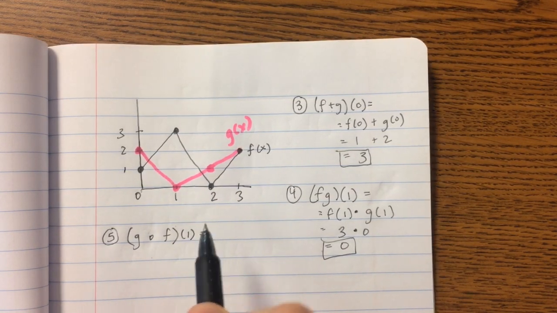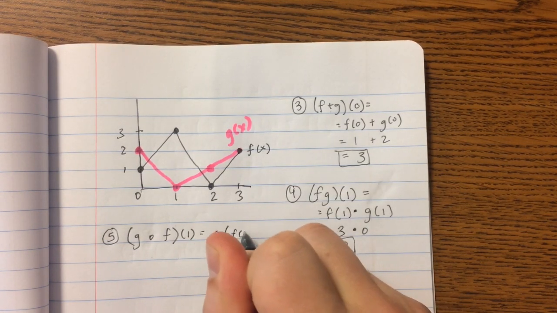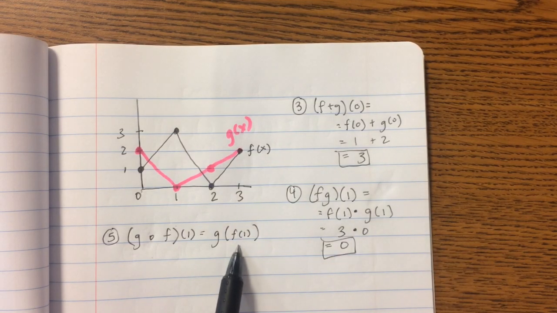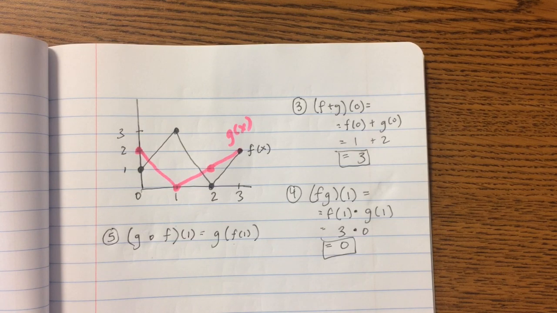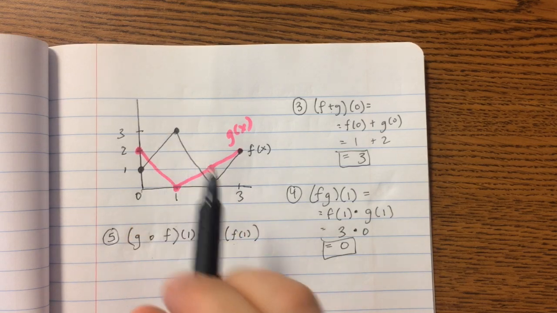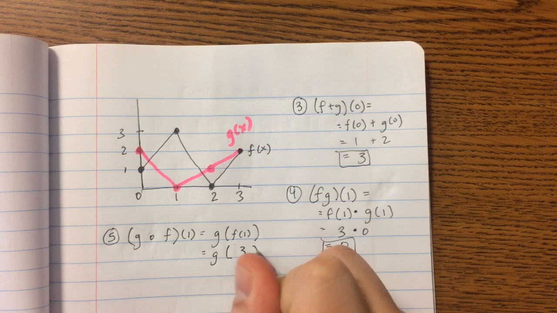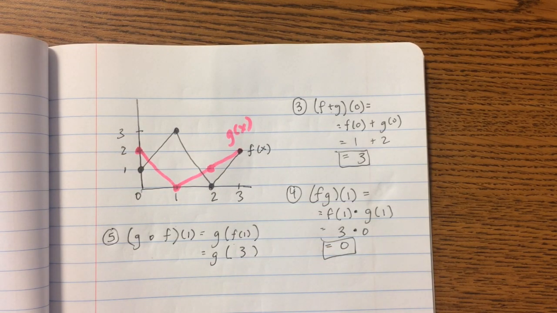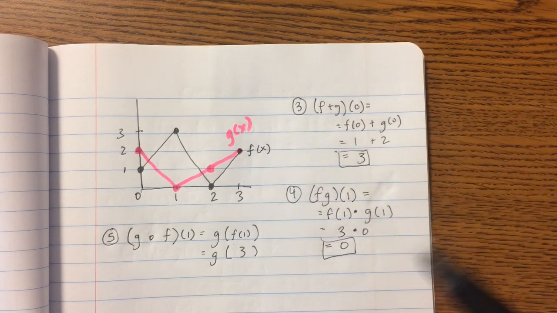So if we write this in the other notation, g of f of 1, I think it's a little bit more obvious what I'm trying to say here, which is we want to evaluate f of 1, find that value, the y value when x is 1 for f, and then take that number and plug it into g. So what is f of 1? f of 1 is 3. So what we're now trying to find is g of 3. So we want to find the y value of the point where x is 3 on the g function, and that's 2.